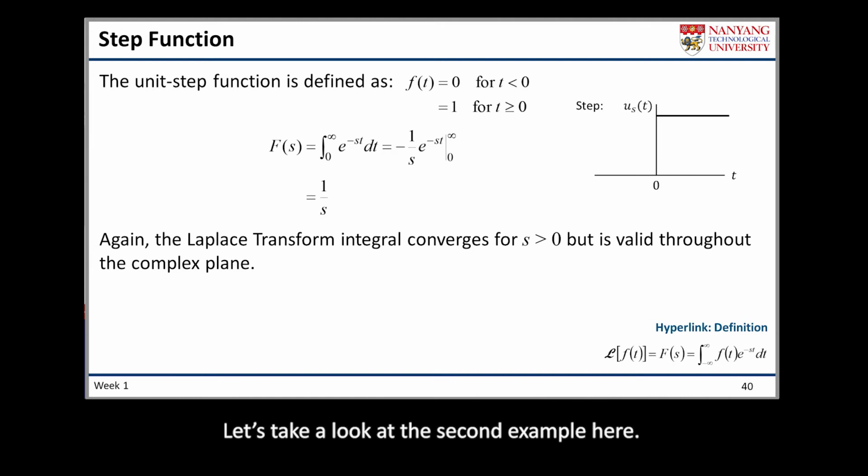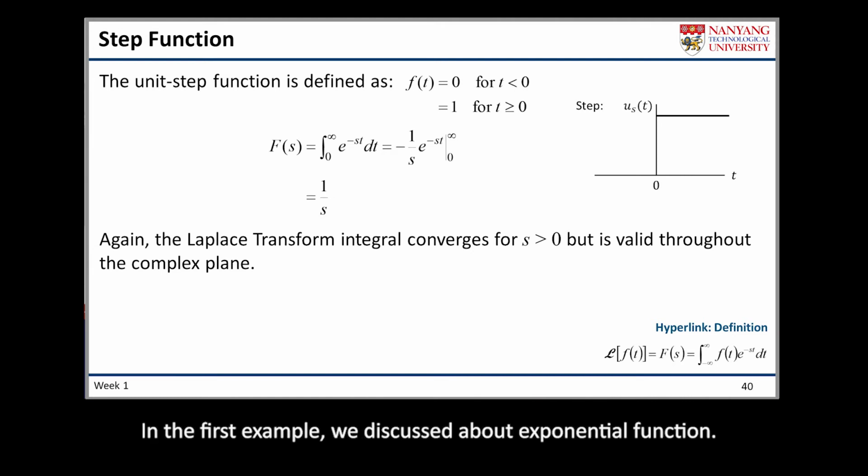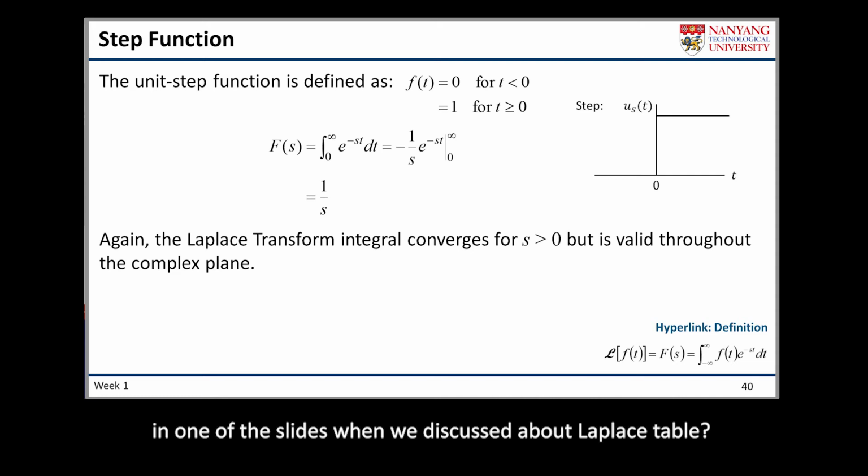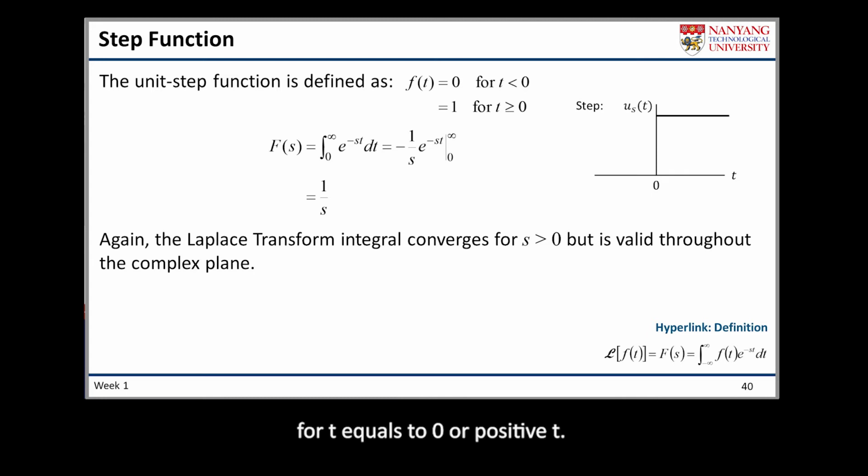Let's take a look at the second example here. In the first example, we discussed the exponential function. Now let's take a look at the step function. Do you still remember the step function? In one of the slides when we discussed the Laplace table, I mentioned that the step function is a function where the value will be equal to 0 for negative t, and the value of this function will be equal to 1 for t equal to 0 or positive t, right?